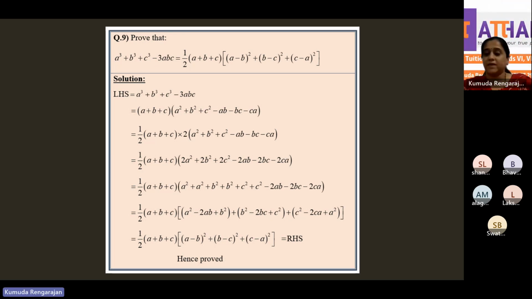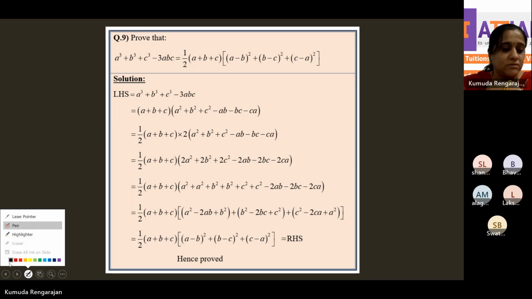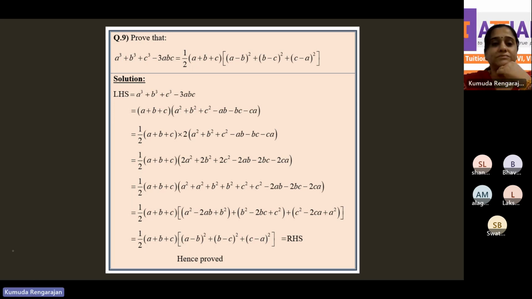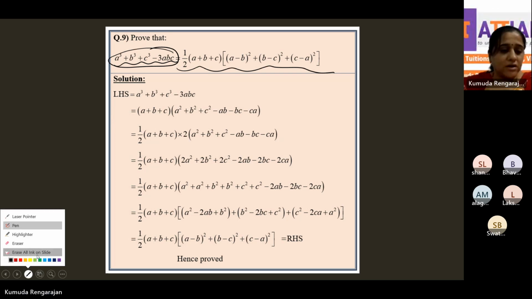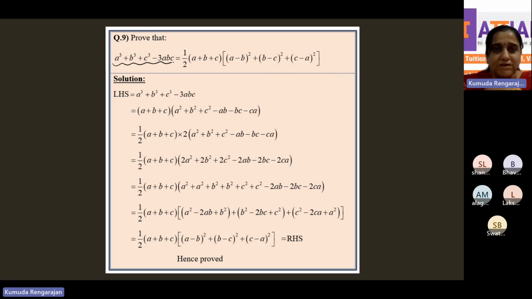Yeah, children. In this one, you can see, prove that this one is equal to this, so you'll have to take up the LHS. You'll have to prove that this LHS is equal to this. That means you'll have to only take up this part, work this one and get this as the answer. Correct? Because we have to prove that this one is equal to this one.